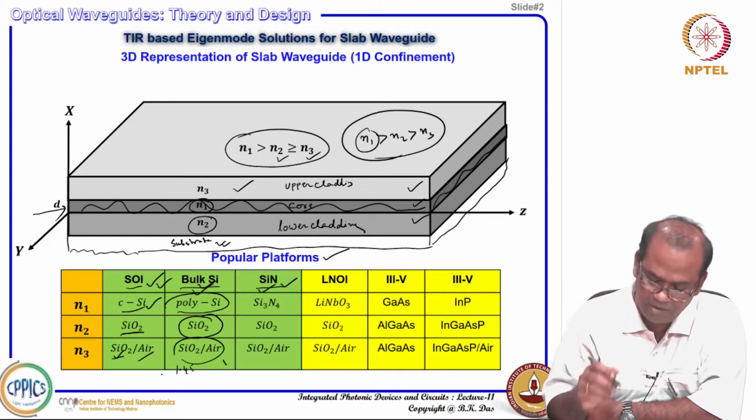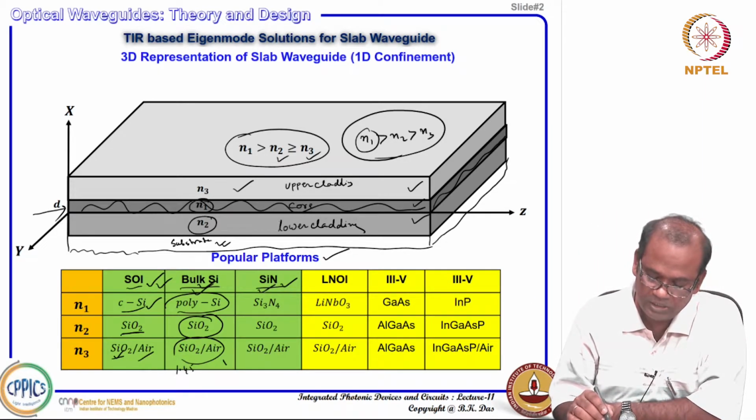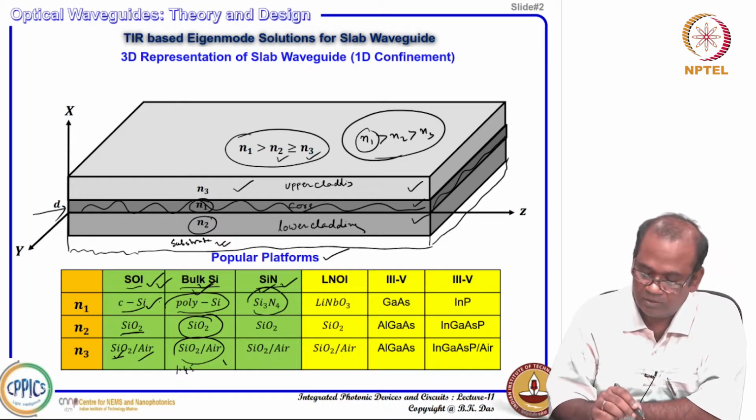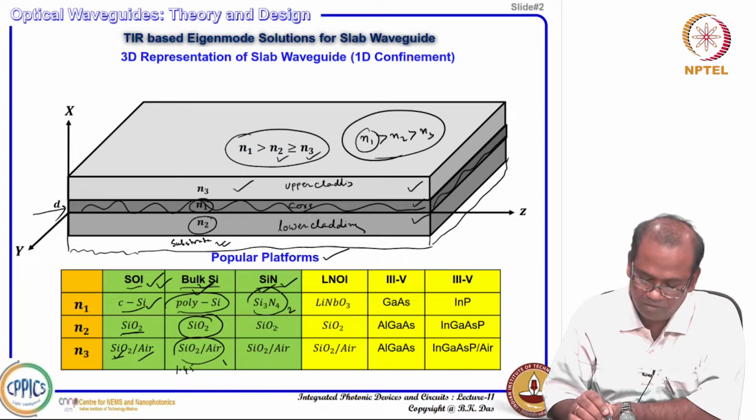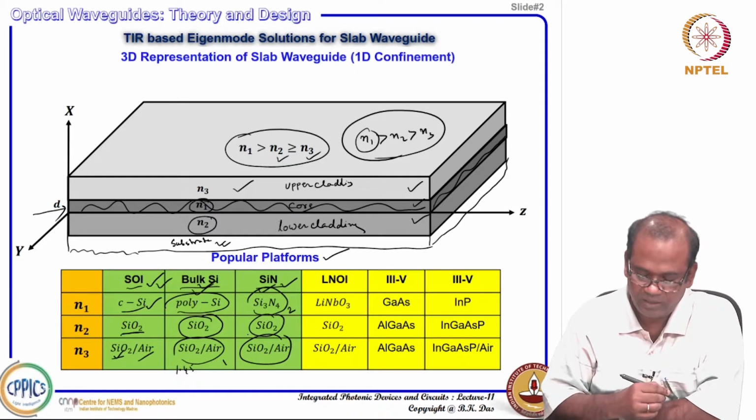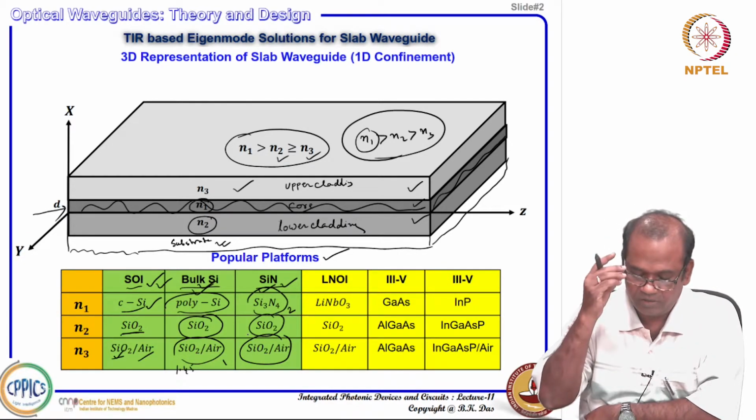Similarly, there is another well known platform, silicon nitride. Its core material, the N1 material refractive index, silicon nitride, is in the order of 2 at 1550 nanometer. Then the bottom cladding can be silicon dioxide and the top cladding silicon dioxide or air. Symmetric and asymmetric slab waveguides you can make on silicon.